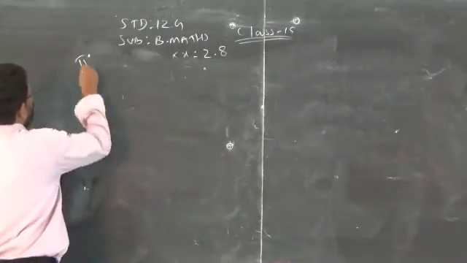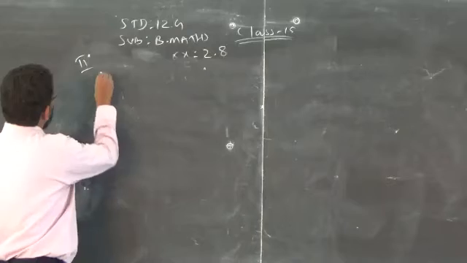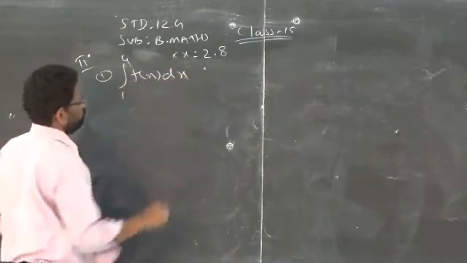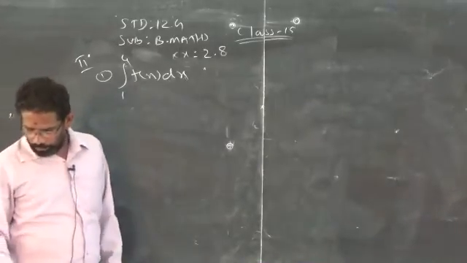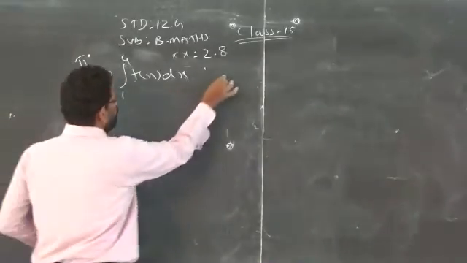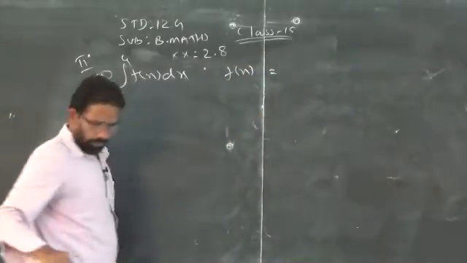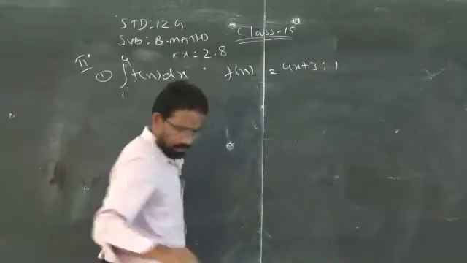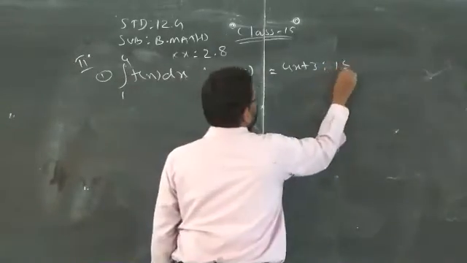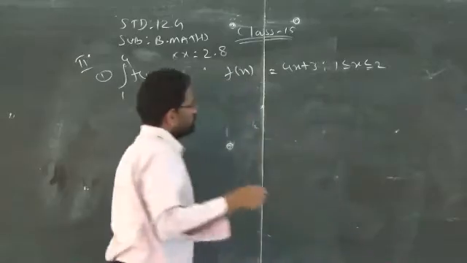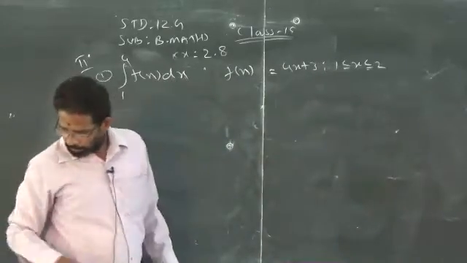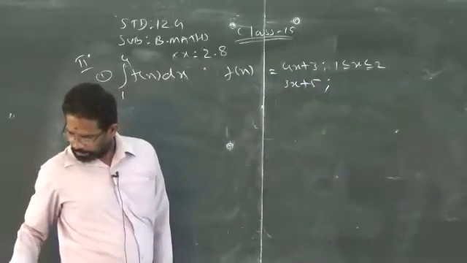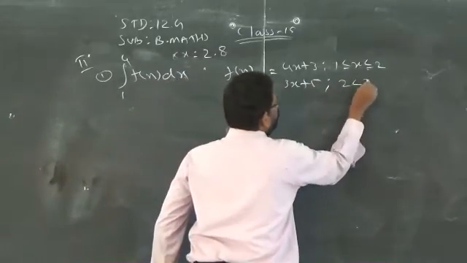The second Roman number, subdivision number 1. It is given integration 1 to 4 of f of x dx. Solve 1 to 4, but f of x is given as 2 functions. It is given as 4x plus 3, and the limit is 1 to 2. That is the interval, this is nothing but the limit 1 to 2. The next one they define as 3x plus 5. What is the limit? 2 to 4.